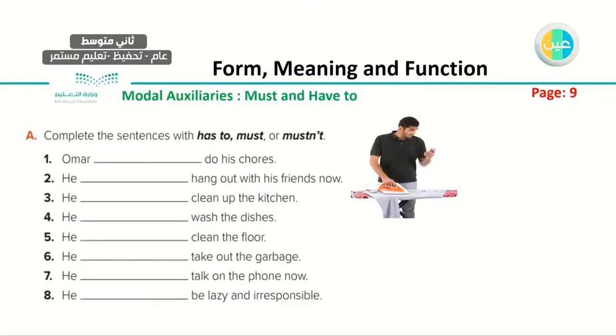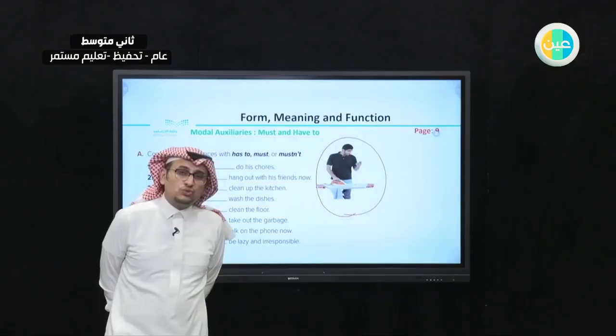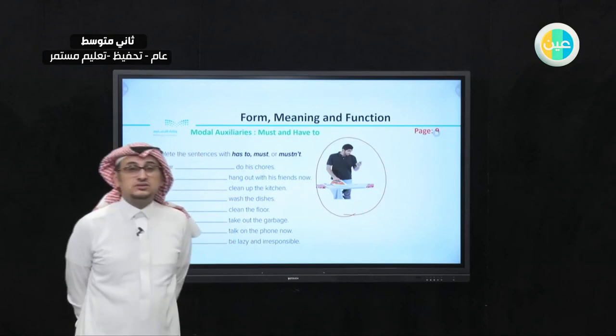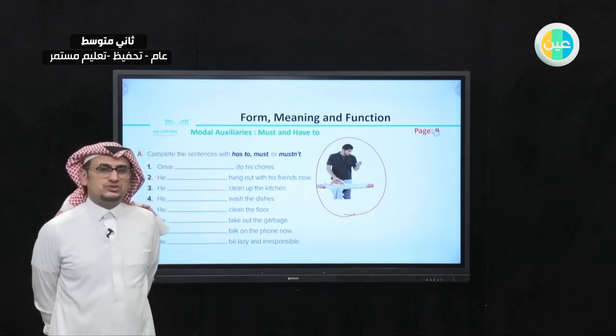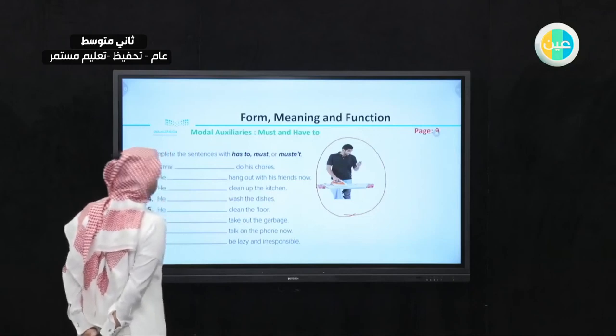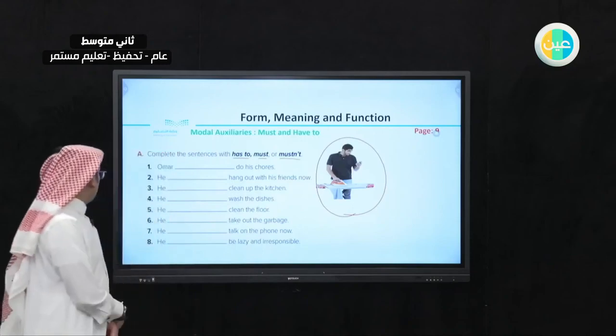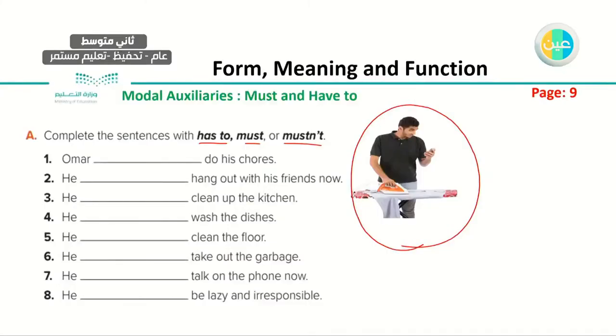Let's move to the exercise I have here. Look at the boy here. What is he doing? I think he's doing his chores, housework. Yeah, I think it's necessary to do that. He has no choice. So we will complete the sentences with has to, must, and mustn't. This boy is called Omar. He's ironing his pants, or maybe a t-shirt, I don't know exactly. Okay, Omar here does his chores.